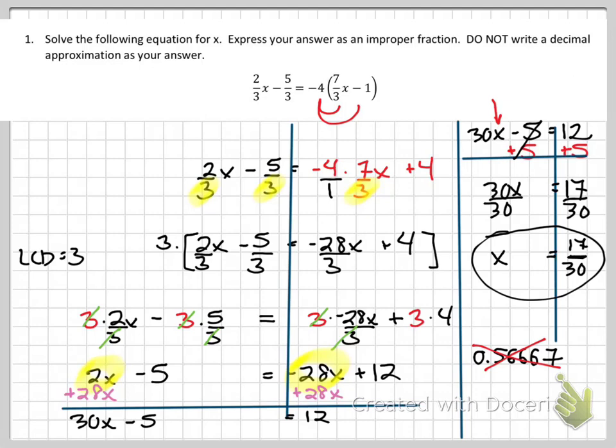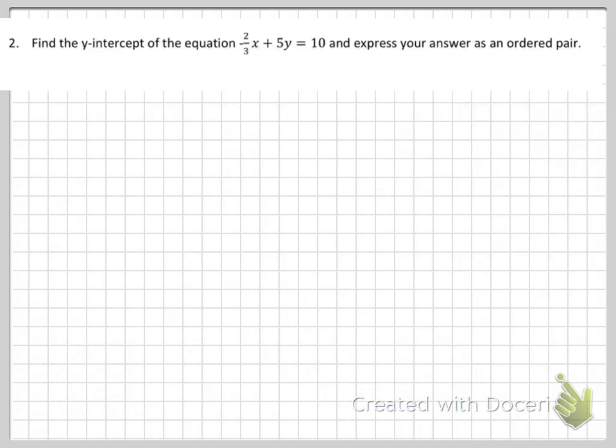All right, let's do another problem. So here's number 2. The text is kind of weird, so I'm not sure if you can see this negative sign in front of the 2/3, but the problem is actually negative 2/3 x plus 5y equals 10. Let's read the directions very carefully. They're asking us to find the y-intercept.